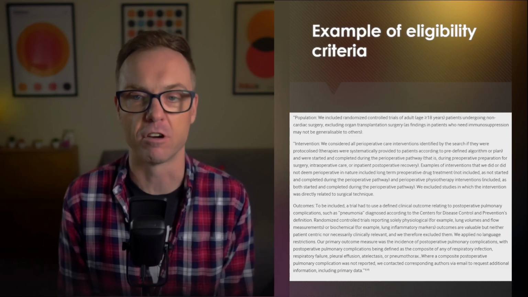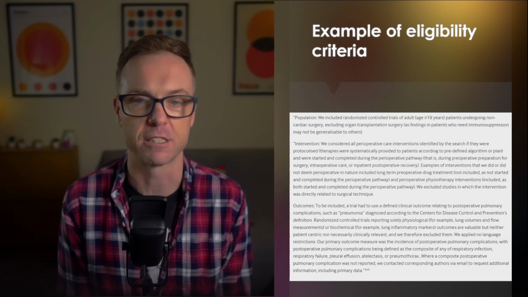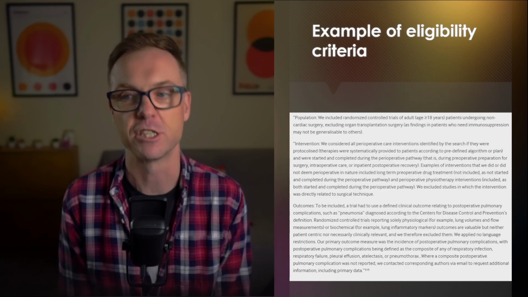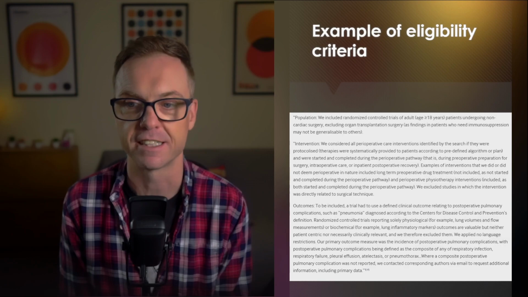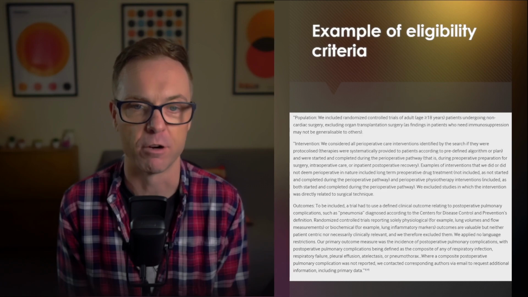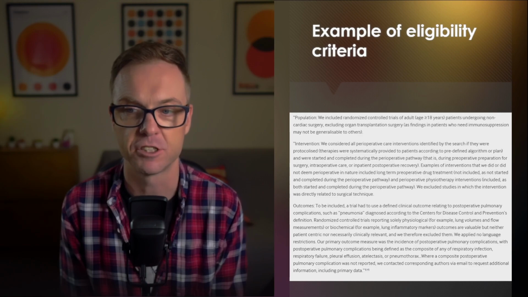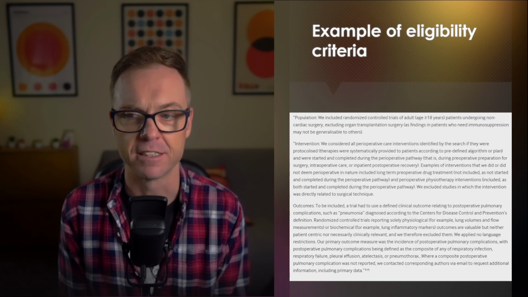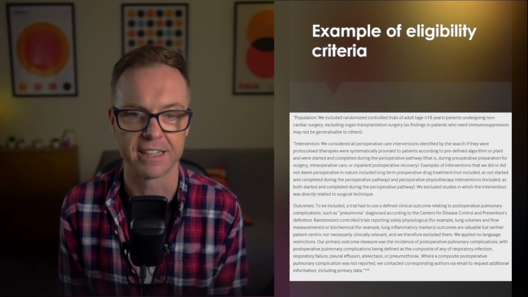Population includes randomized controlled trials of adult patients undergoing non-cardiac surgery, excluding organ transplantation surgery, as in findings in patients who need immunosuppressant may not be generalizable to others. Intervention. We considered all perioperative care interventions identified by the search if they were protocolized and were started and completed during the perioperative pathway. Examples of interventions we did or did not deem perioperative in nature included long-term perioperative drug treatment and perioperative physiotherapy interventions. We excluded studies in which the intervention was directly related to a surgical technique.